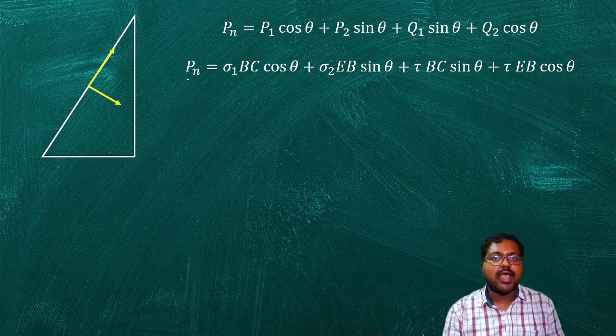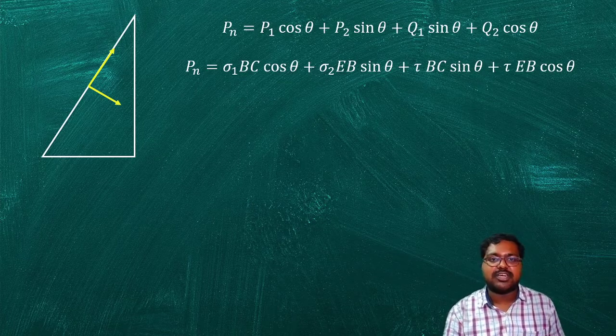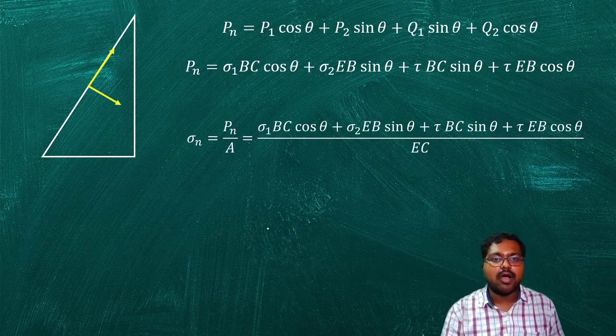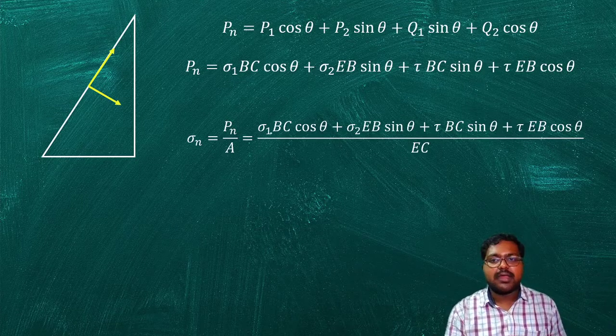So here I got the value of Pn like sigma 1 Bc cos theta plus sigma 2 Eb sin theta plus tau into Bc sin theta plus tau into Eb cos theta. Now to get the value of normal stress acting on the member, normal stress equal to normal force by area of cross section. So here I got sigma n equal to Pn by A, which is equal to Pn by area of cross section is EC.